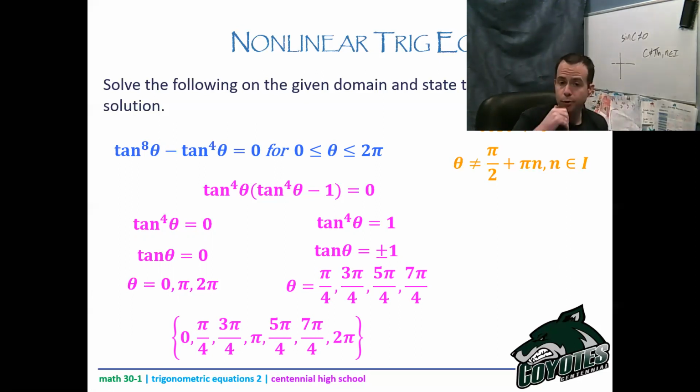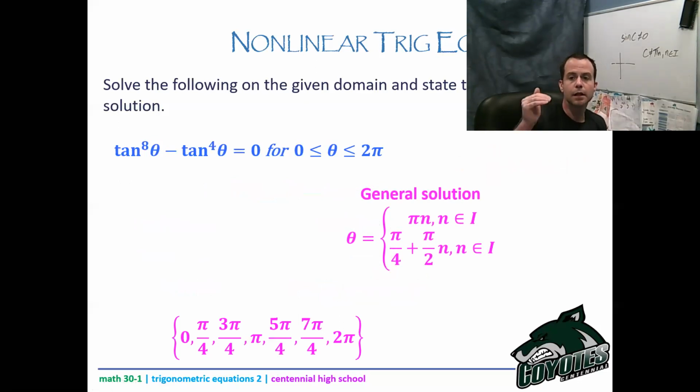Now, for the general solution, I see this as 2 different statements. This guy here, I can actually make in one complete statement. 0, pi, 2 pi, that's just pi n. And then this guy here I can make in one statement. This is pi over 4 plus, well, how am I going from 1 to 3 to 5 to 7? I'm adding 2. So I'm adding 2 pi over 4. Just remember that 2 pi over 4 will reduce to pi over 2. So my general solution is pi n, where n is a member of the integers, and then pi over 4 plus pi over 2 n, where n is a member of the integers.